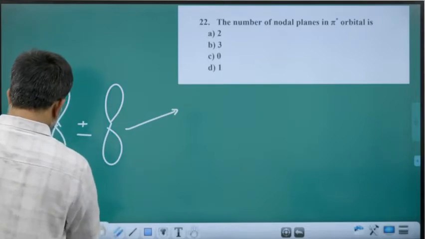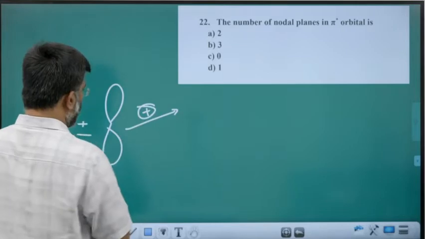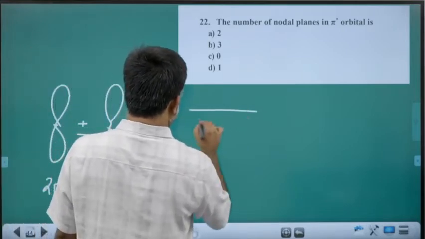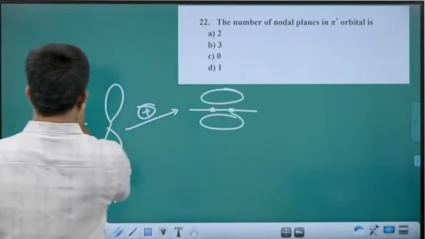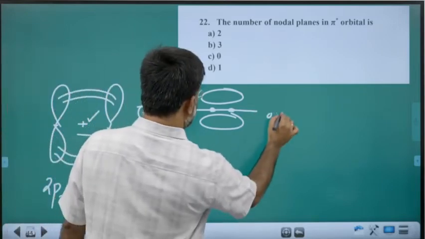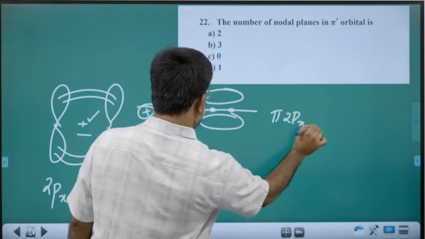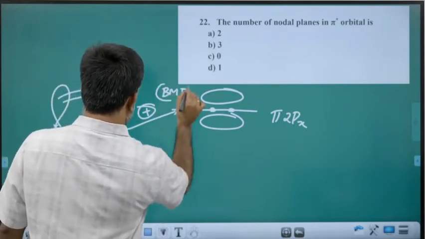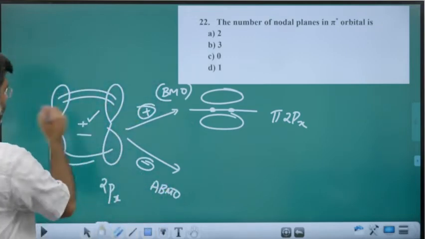Suppose it is 2px, 2px. Suppose it is undergoing addition. How is it getting formed? This is the nuclear area and you get it like this. These two are getting added. That is addition, interference. This is pi 2px. Now, there is another one. This is the bonding molecular orbital. What about the other one? Subtraction: the anti-bonding molecular orbital. These are getting subtracted.